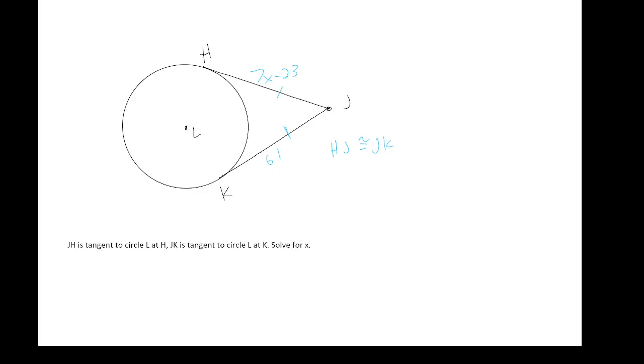HJ congruent to JK. 7x minus 23 is equal to 61, and then we're off to the races algebraically. It's a two-step equation: 7x is equal to 61 plus 23, which is 84. When we divide by 7, x is equal to 12.